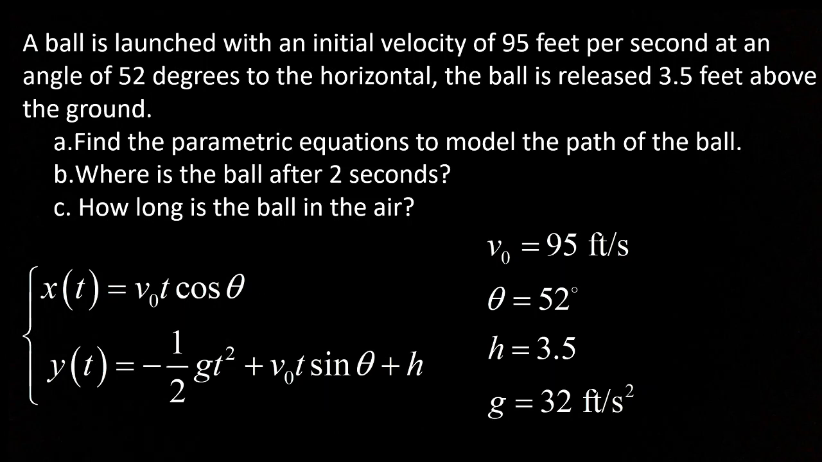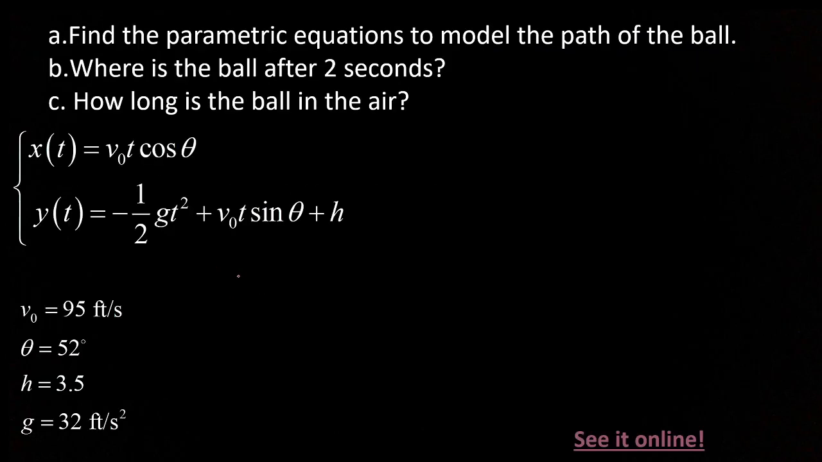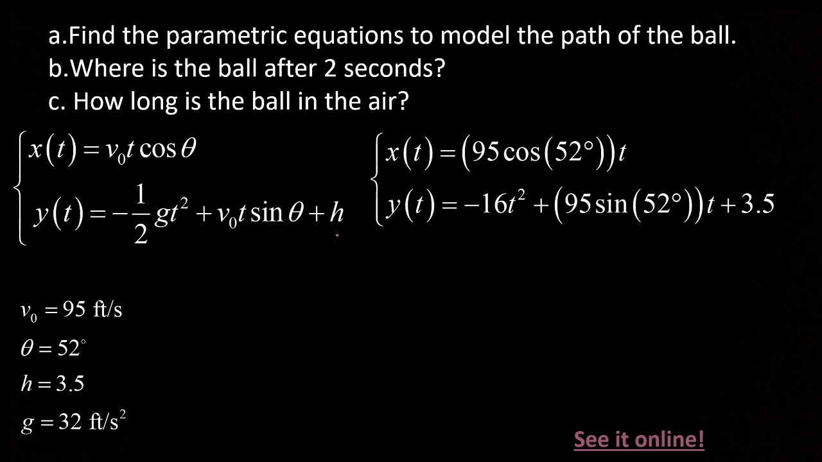Okay? And again, this is in the notes. I'm sure in the next slide I'm going to show you the path of it. But here you see the initial velocity is 95 feet, so that goes for that v sub 0, and then 52 degrees goes for theta, and that's it. So you can write the equations for that right here.